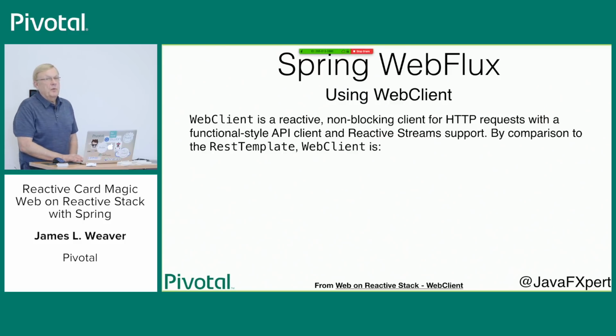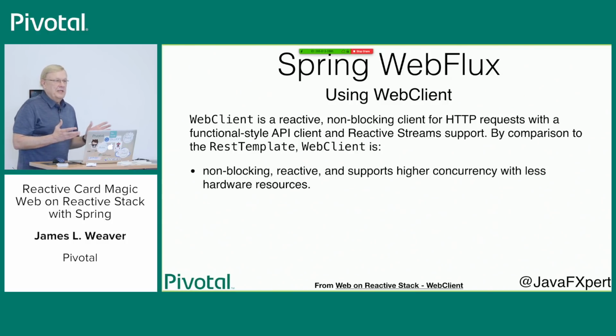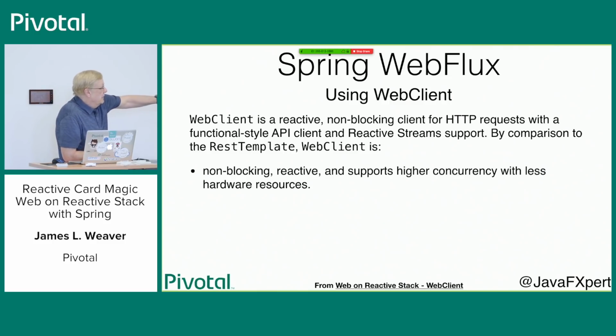So then there's also web client, which I mentioned and showed you in the system architecture diagram. It's a way in your Java program to say, okay, I want to hit a controller, but I want to do it in a reactive way. And so web client is what you would use for that. It's reactive, it's non-blocking, and it uses a functional API style. And it does all the back pressure thing. It's like REST template, if you've ever used REST template in Spring MVC. You use it for the same purpose, except web client is the reactive version of REST template. So it's non-blocking, reactive, and it supports higher concurrency.